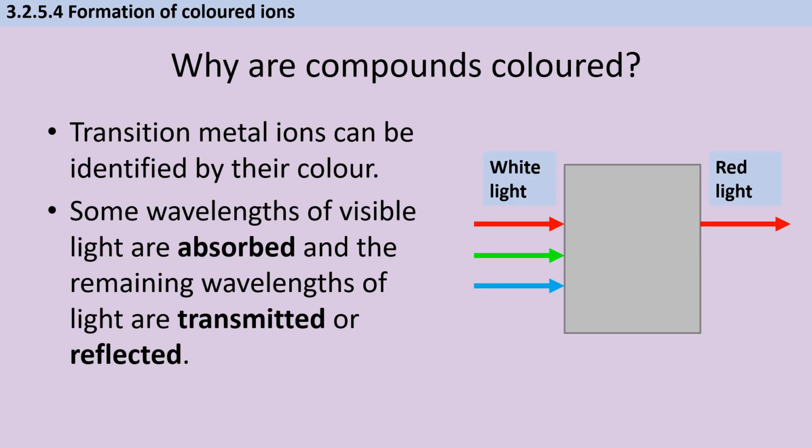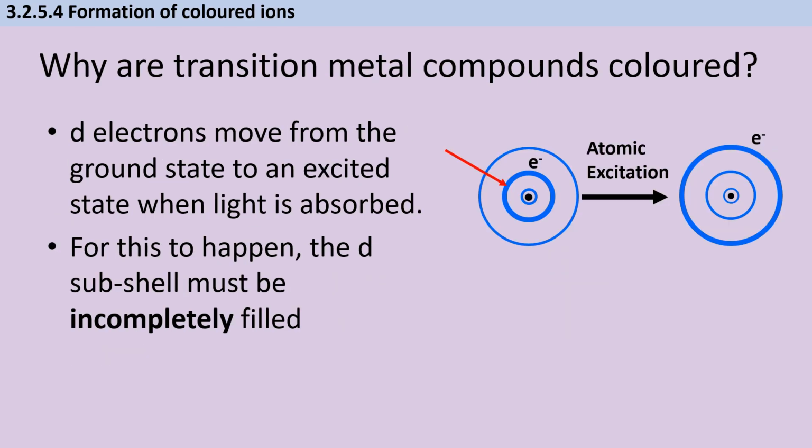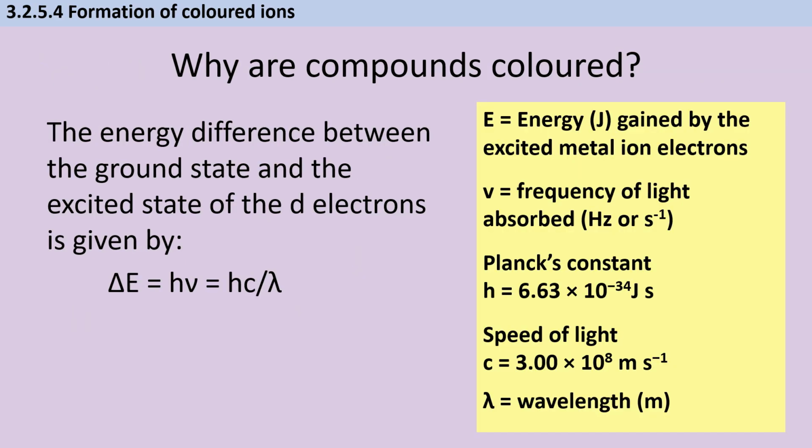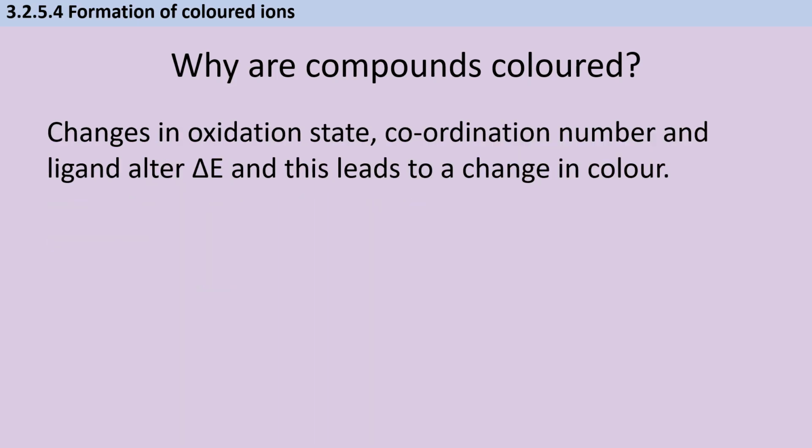Solutions appear coloured due to the way they absorb certain wavelengths of white light while transmitting other wavelengths. This is because within the atom, d electrons are able to absorb light of a specific wavelength and move to a higher energy state, but they can only do this if the d subshell is incompletely filled. We can calculate the energy change for this process by using Planck's constant. Transition metal complexes may change colour due to changes in oxidation state, coordination number, and the ligand, because all of these will change the amount of energy absorbed.